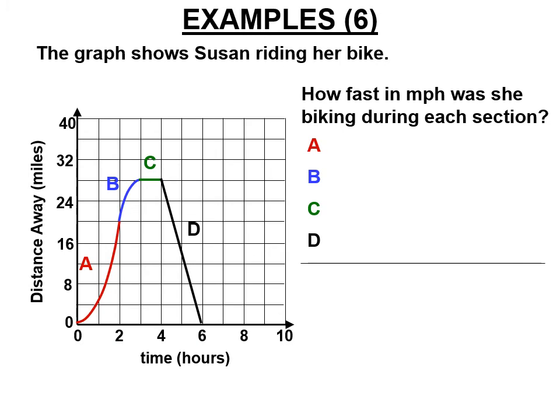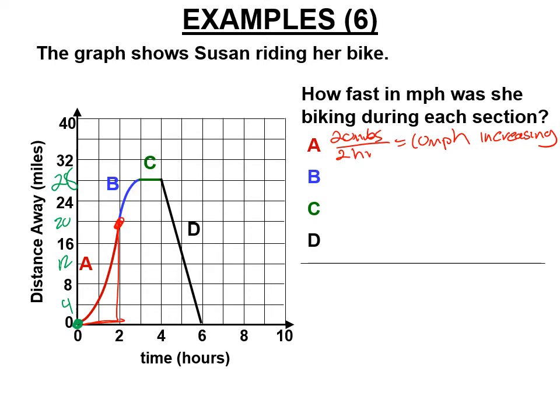Okay, so Susan here is riding her bike. She's starting at home. She goes away from home, and each box here is worth 4, it looks like. So she gets 28 miles away, and then she turns back home. Okay, that's what's going on. All right, so let's look at each of these sections. A, right, in section A, they went 20 miles in 2 hours, which is 10 miles an hour. And we were increasing our speed. I didn't ask that, but I bet I'm going to ask it in the section below. So I'll just put that it's increasing our speed or speeding up.